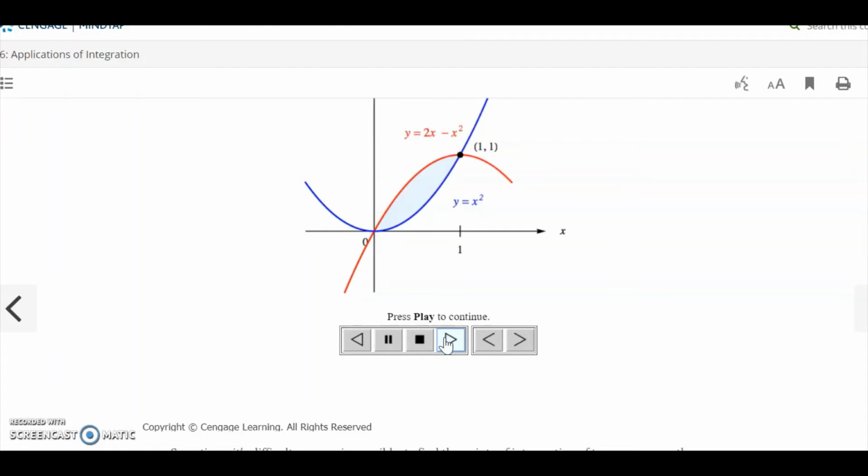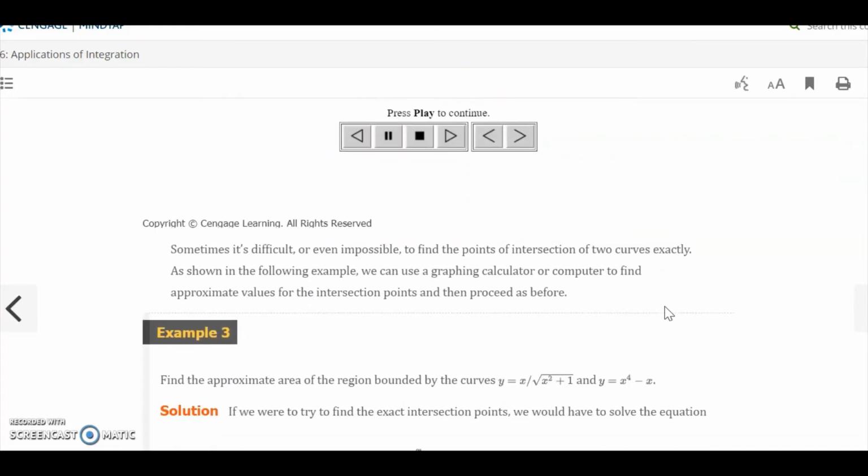So I hope this is making sense so far. So sometimes they give you the bounds, and sometimes they'll have you find the bounds, which would just be the intersection points. But again, like our previous example, sometimes your function doesn't end up intersecting, so that's why they would give you the bounds for it.